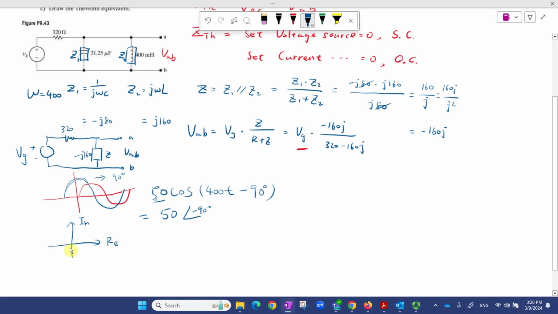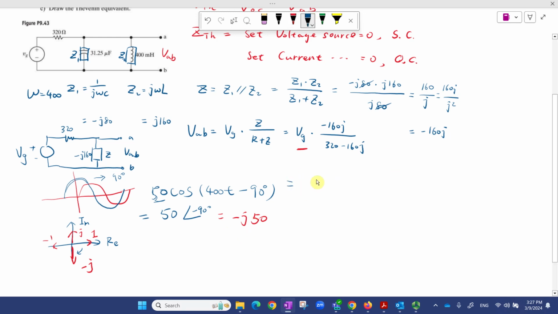So negative 90 degrees is actually, if you say this one is positive j, this one is a positive 1, and this one is negative 1. So this one, negative 90 degrees, is actually negative j. So this one equals, sorry, I will say negative j50. Okay, then let's plug everything into this one.